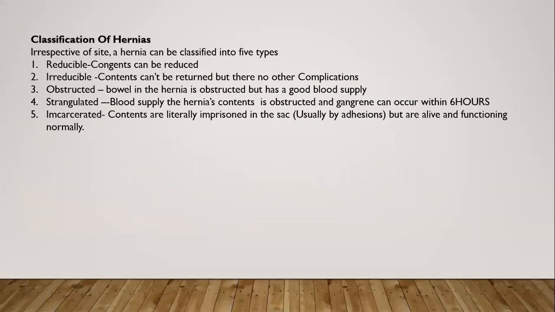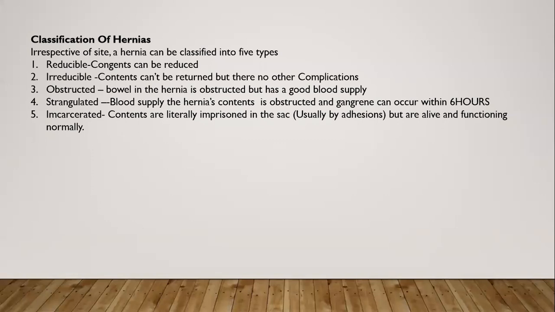Okay, so now what are the classifications of hernias? These ones, you have to know them. Regardless of the site of the hernia, a hernia can be classified into 5 types. Number 1, reducible. In reducible hernias, the contents can be reduced by the patient themselves or the doctor. So that's all, very simple and straightforward.